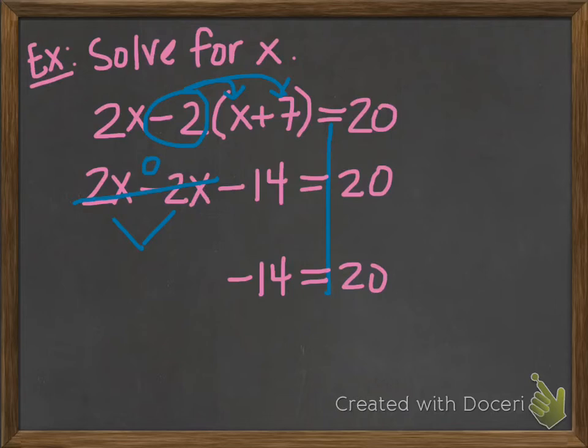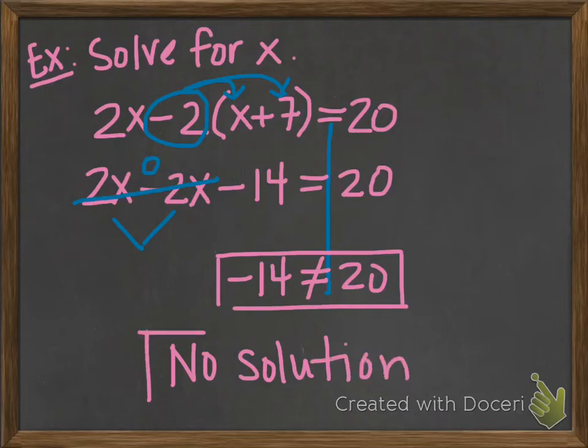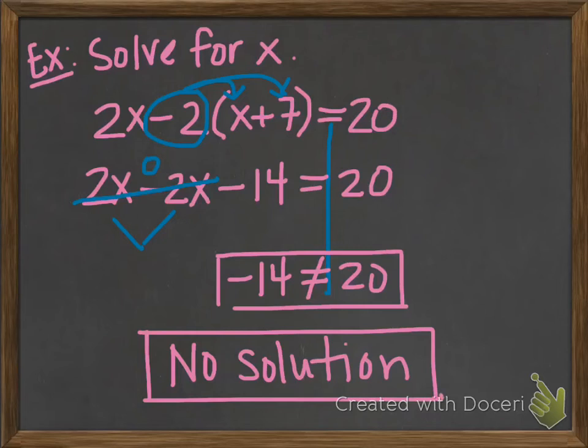So let's look at what my solution is. I get -14 equals 20. Well, first of all, I have no variable anymore, which is always what's going to happen when you have this scenario. And I've got two numbers that do not equal each other. So if I end up like this, that means there is no solution. There is no value for my variable that will make the left and right sides equal. No solution.